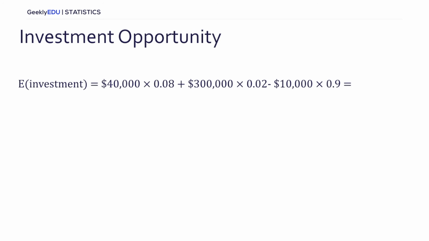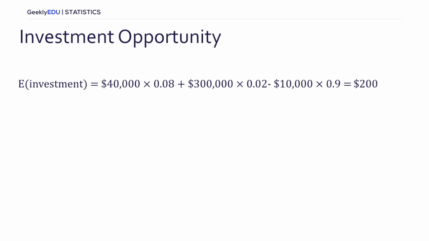So the expected value for our investment is going to equal $40,000, which is the 400% returns, multiplied by 0.08, plus $300,000 multiplied by 0.02. And of course, we subtract from that the $10,000 we lose every time our company crashes and burns, which is unfortunately 90% of the cases. And what do we get as our expected value? $200 per one investment, which gives us $2,000 for the 10 companies that we invest into.